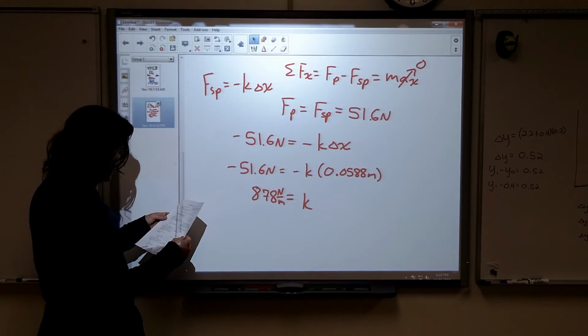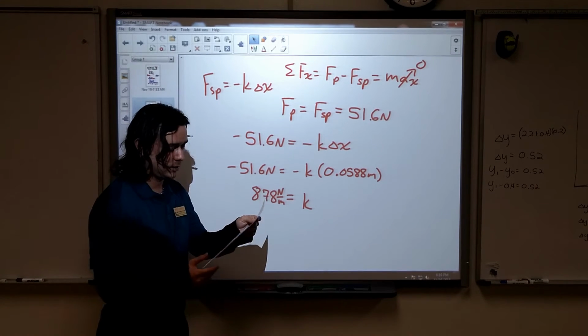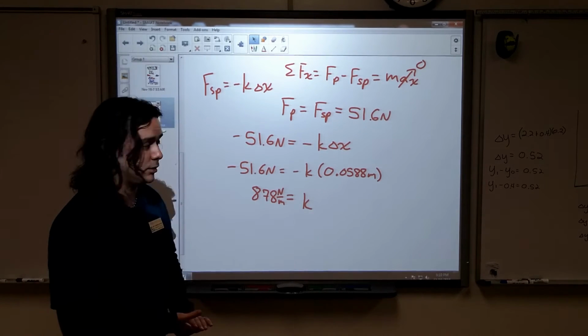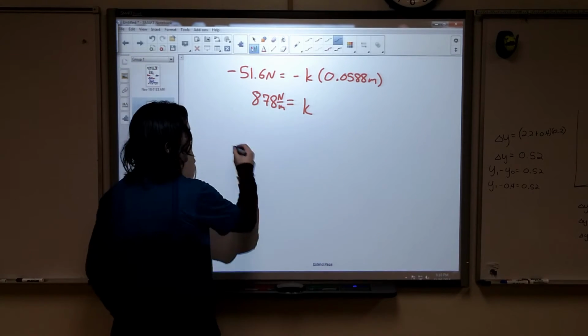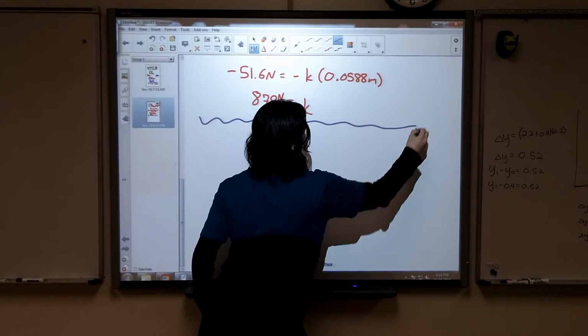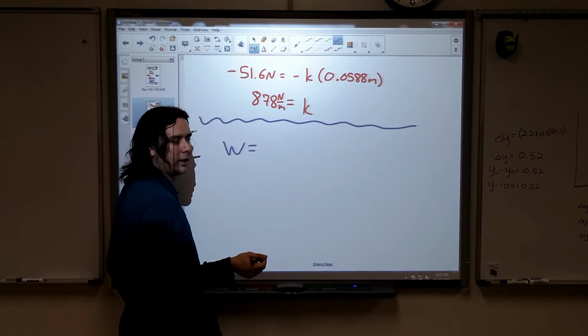They want us to build off of this. They say, find the work done in stretching the spring. Now, here's where things get a little bit tricky. On this one, you can technically find the work done stretching the spring, but for the most part, you can't do it the way that you might think.